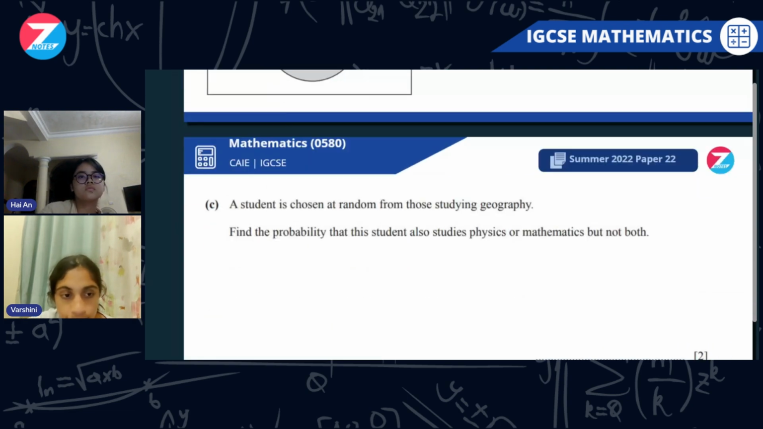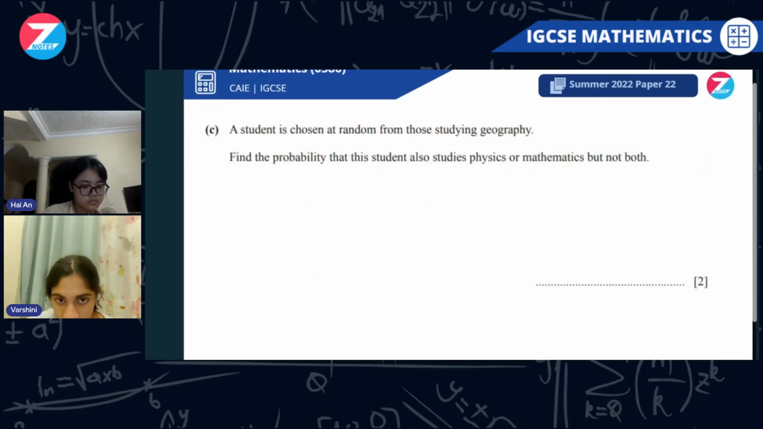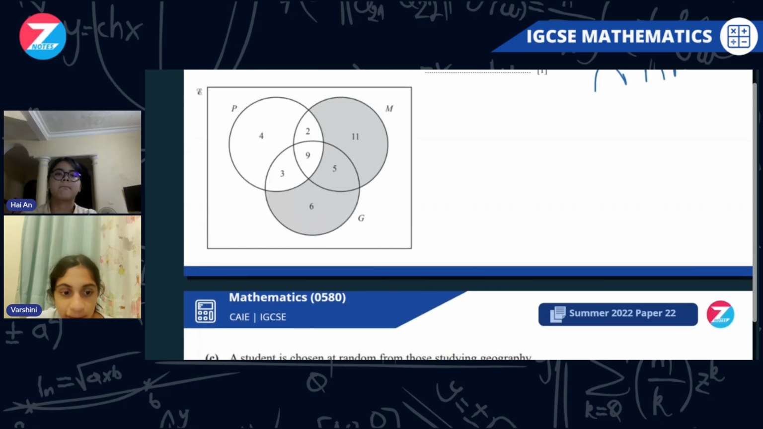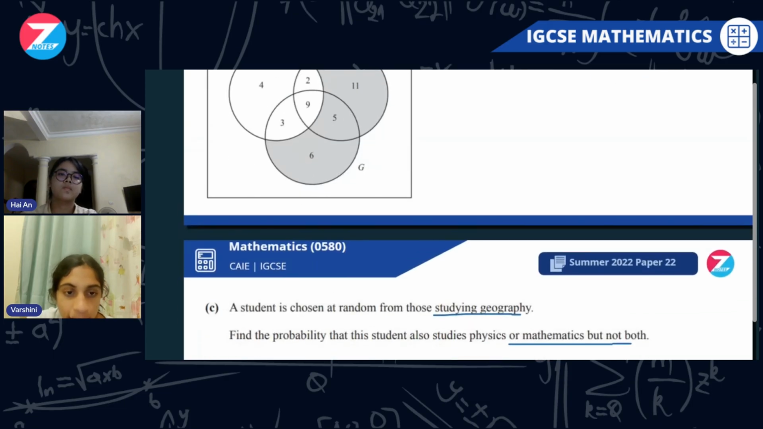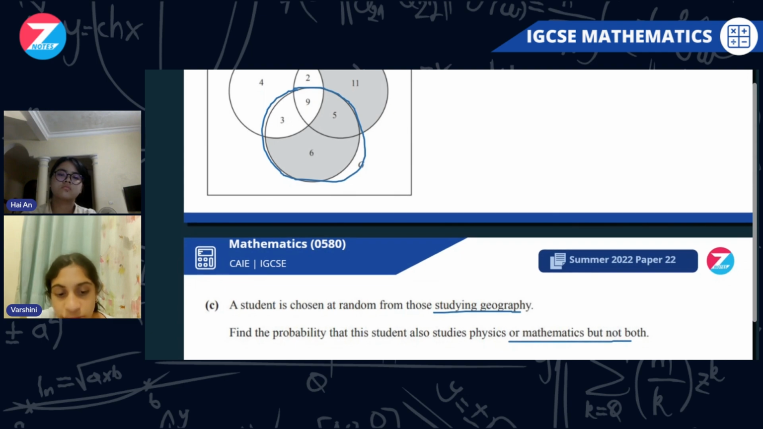Okay. A student is chosen at random from those studying geography. So they're only chosen from those studying geography. Find the probability that the student also studies physics or mathematics, but not both physics and mathematics. We have our Venn diagram here, and they're saying out of this bucket, the students are chosen. So we only have to look at the geography bucket.